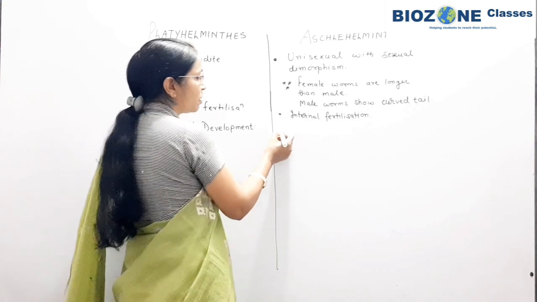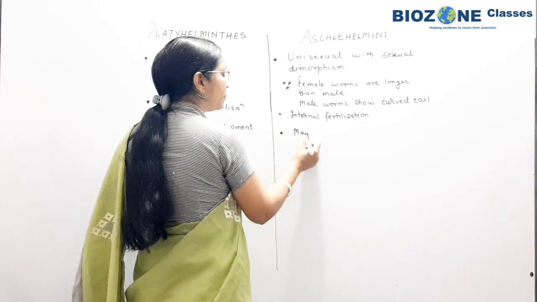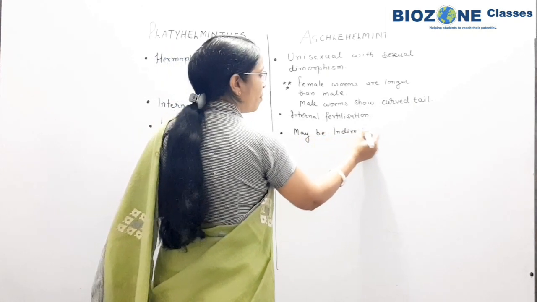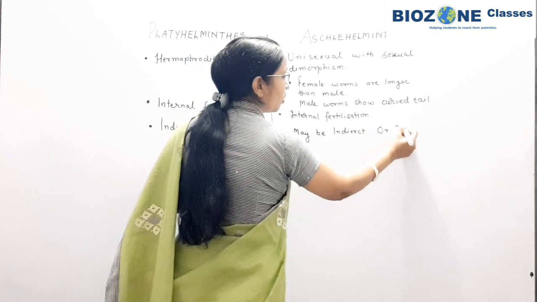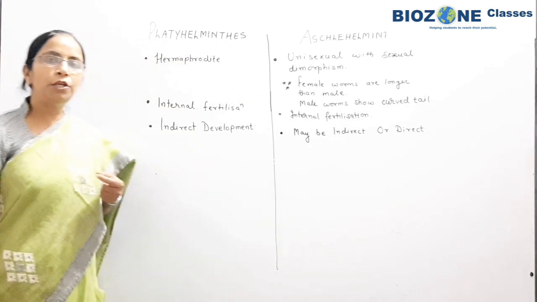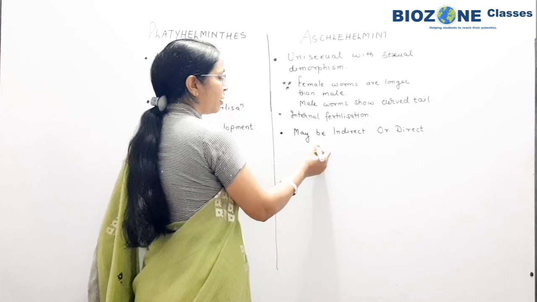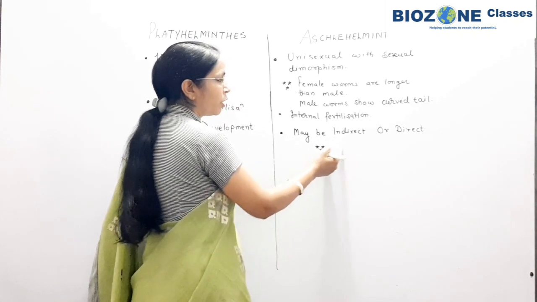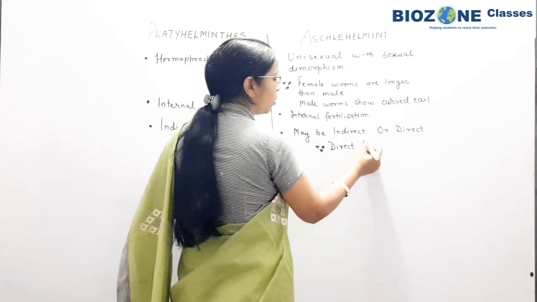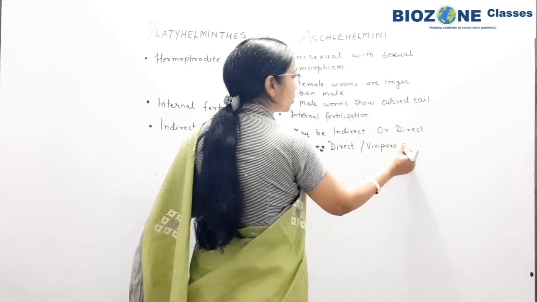Whereas in Aschelminthes, remember, development may be indirect or direct. Now what does direct development mean? Without larval formation, new young ones are produced. And here you get a question. Direct development is also called viviparous worm. So remember direct development and viviparous worm, a question has come in that form.